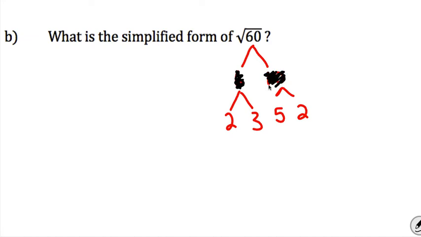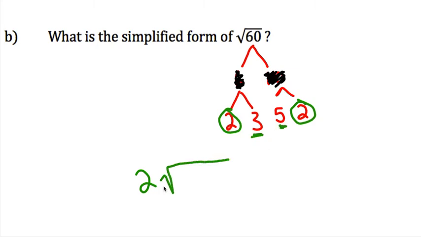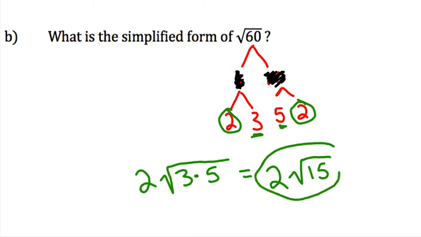So what I need now are the pairs. Well, which of these numbers has a pair? I have a pair of 2's. I have a 2 there and I have a 2 there. Any pair that you have comes out of the square root, so it's no longer underneath the square root. The numbers that do not have a pair go back underneath the square root and they get multiplied back together. So 3 times 5. So my final answer here, I had a pair of 2's, so that comes out, and then square root of 3 times 5 gives me 15. So that is your final answer for this example.